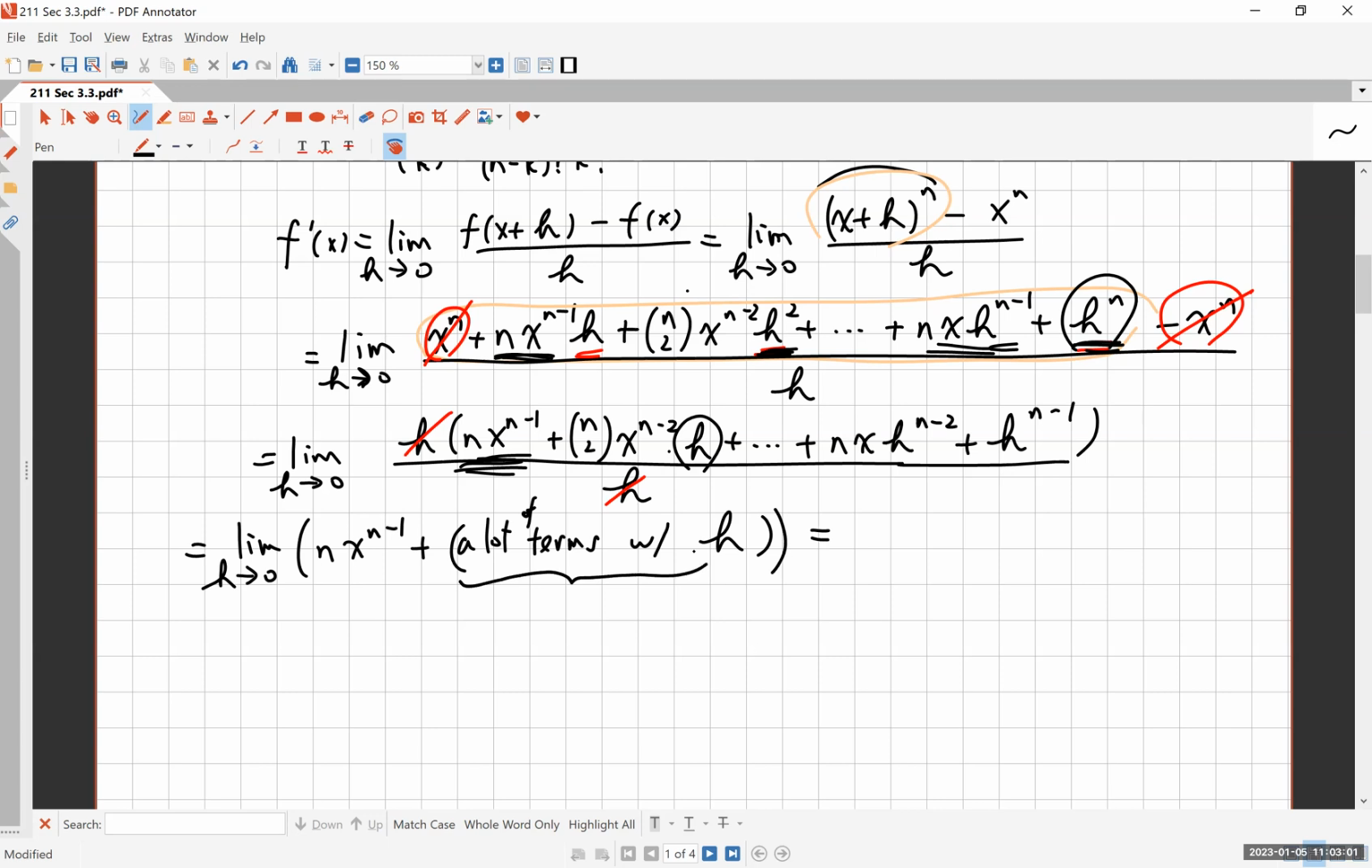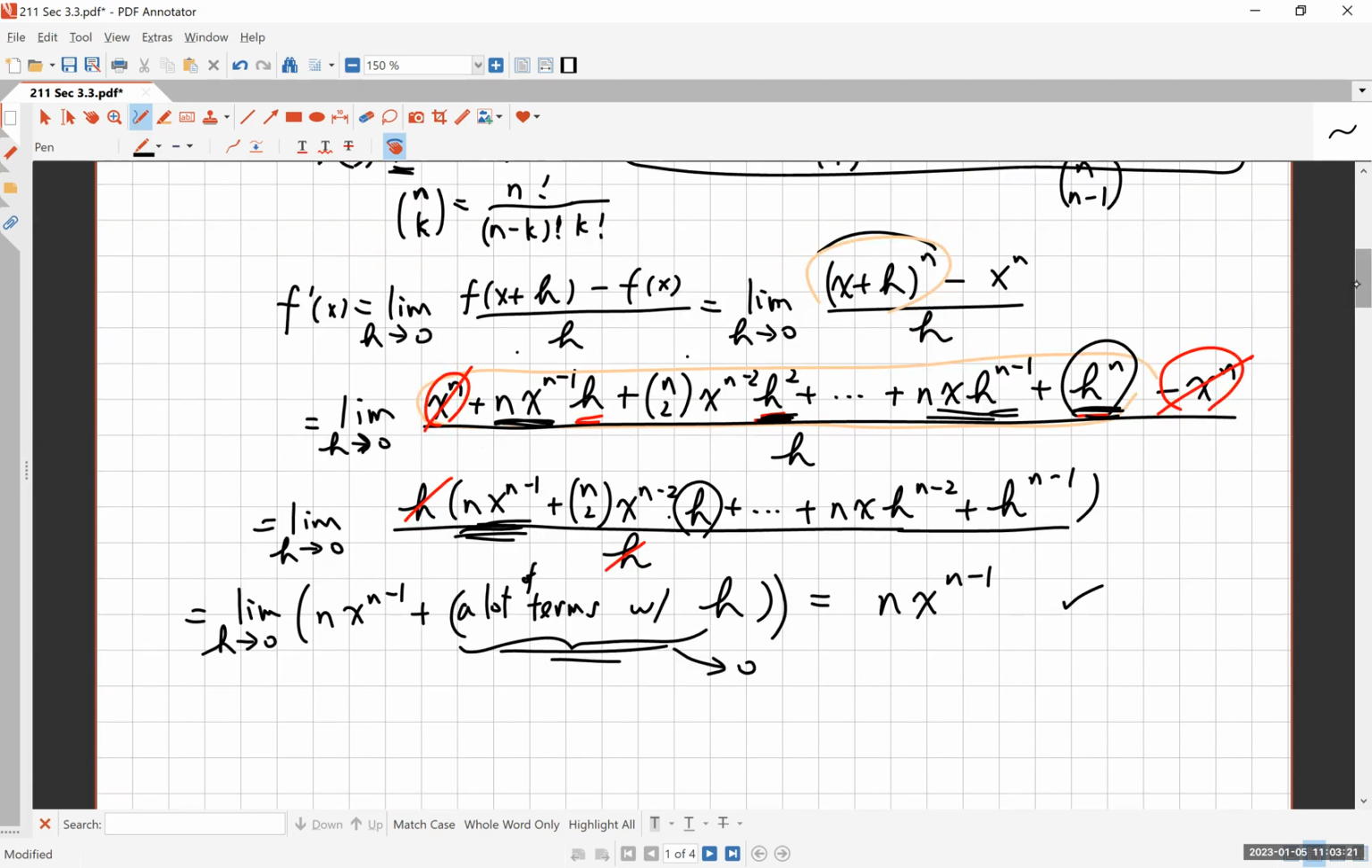But remember, now you can plug in h equals 0 for h. So all of these terms will approach 0. And so what's left is n times x to the n minus 1, exactly what I said it was going to be. That's the derivative of the function x to the nth power. This is so nice, okay?